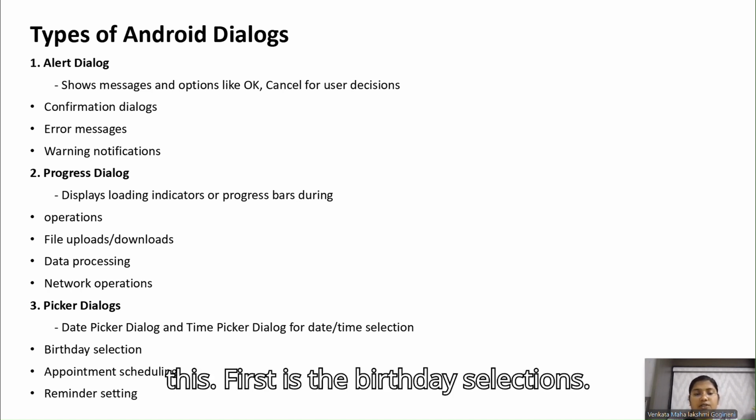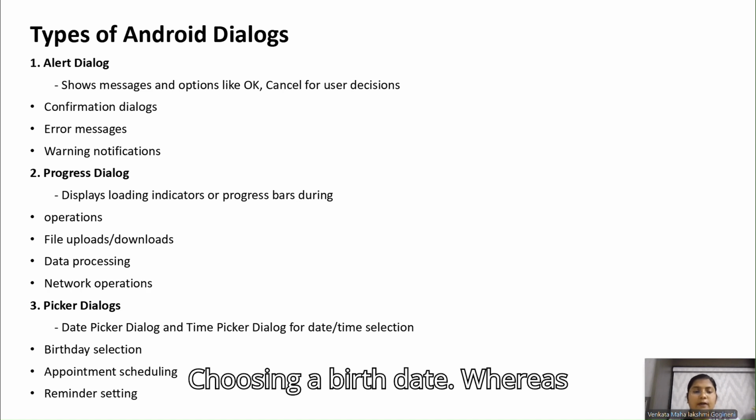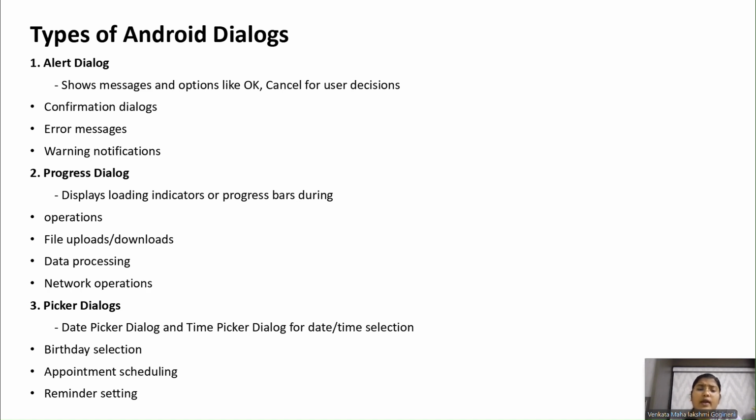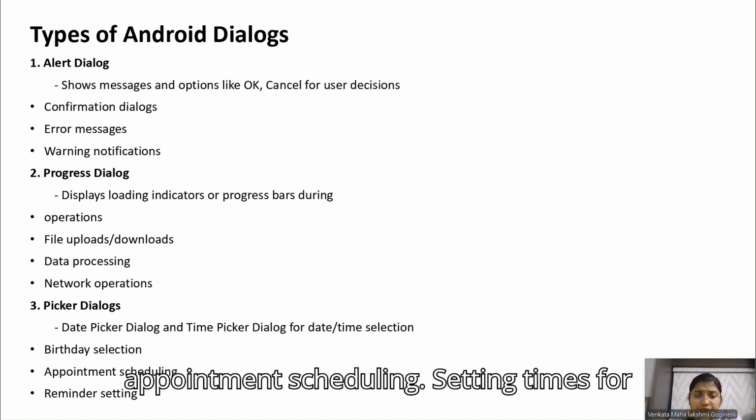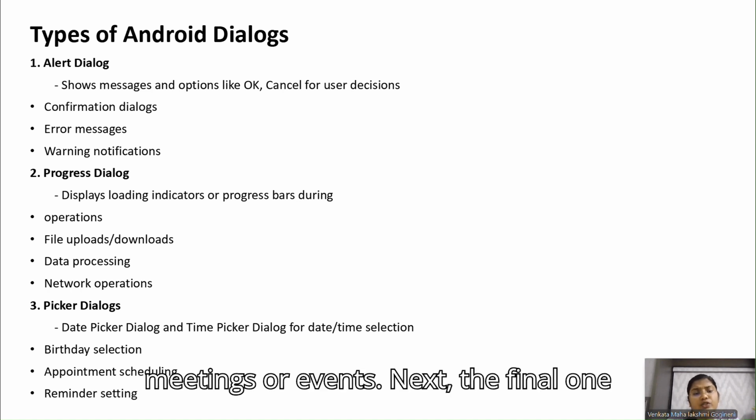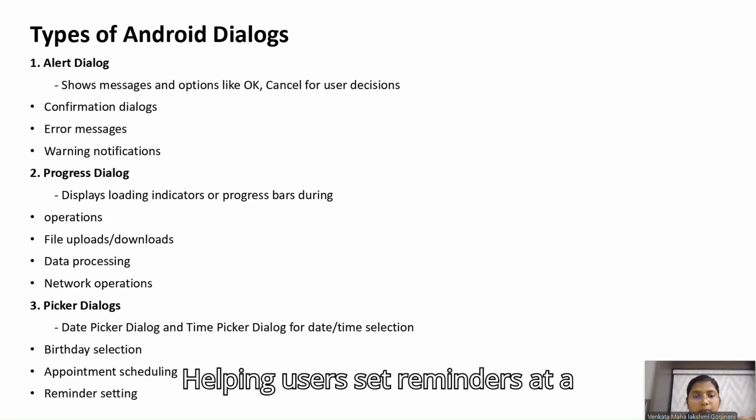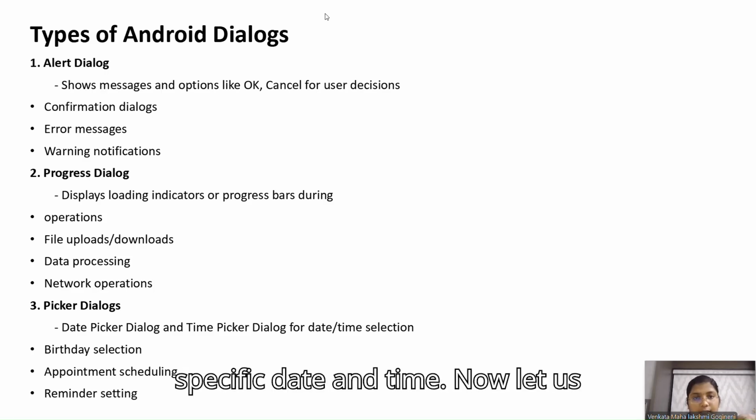First is birthday selection, choosing a birth date. Then appointment scheduling, setting times for meetings or events. And finally, reminders, helping users set reminders at a specific date and time.